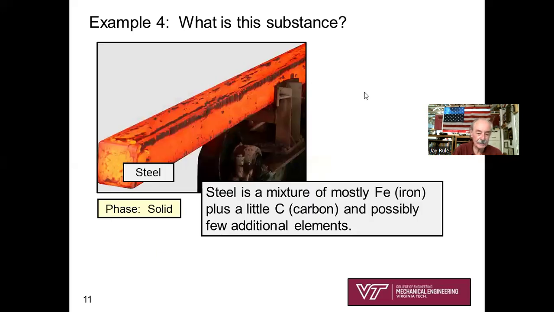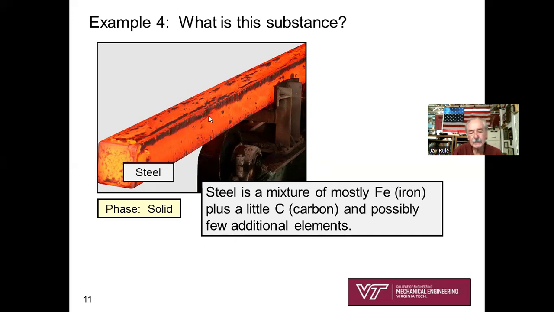Last example, what is this? Now you ought to be able to identify this probably with your eyes because you see it's part of a manufacturing process. We're making a square steel rod, okay? And hopefully, I don't know if you've had the materials class yet on steel. Steel is a mixture of mostly iron and a little carbon. And depending on the type of steel, there may be some additional elements in there like chrome or magnesium, I think, things like that.